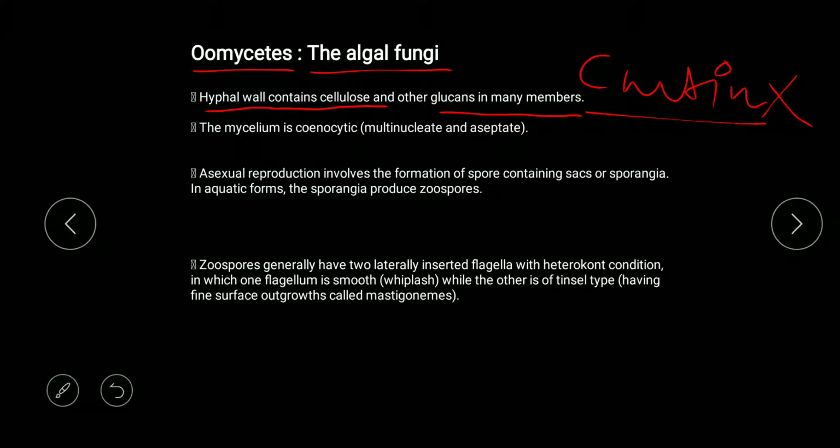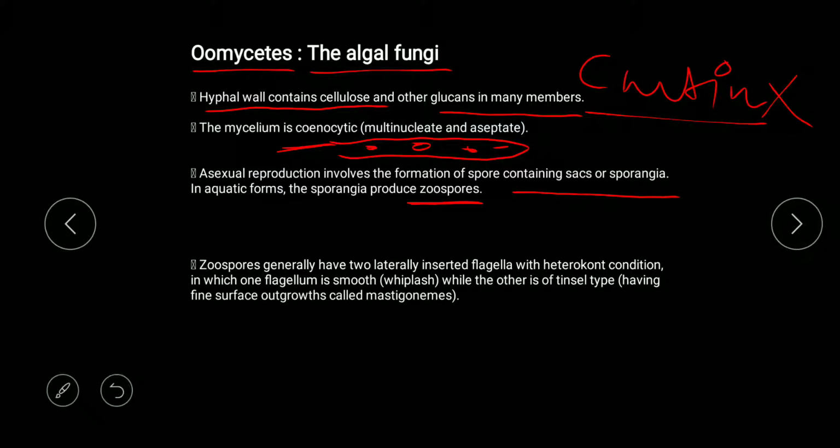Mycelium is cenocytic, meaning their hyphae are multinucleated. Septa are absent, so they are aseptate, and due to being aseptate they are multinucleate, and the term used is cenocytic. Then we should talk about reproduction. Asexual reproduction involves the formation of spores contained in a sac, or sporangia. In aquatic forms, the sporangia produce zoospores. We have studied that these are wall-less, motile.